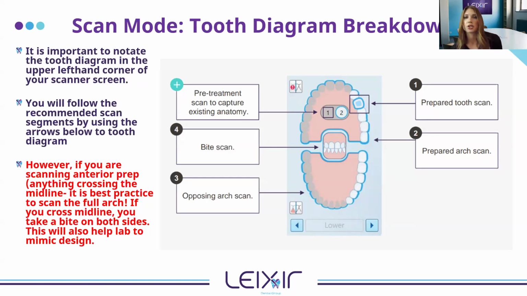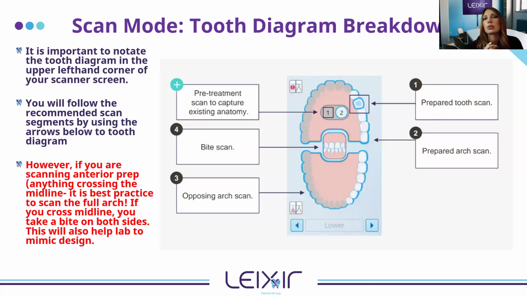Anytime that you're scanning the anterior, if you're doing some anterior preps and you're crossing that midline, always just scan the full arch. And it does really help your lab. So one, if you cross the midline, you've got to get the bite on both right and left side. So when you just scan the full arch, you'll have more teeth to capture there when you're scanning the bite rather than capturing in the anterior, because ideally it's better to capture from first molar to canine.